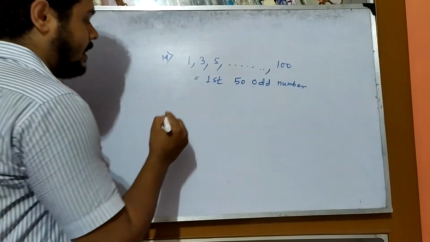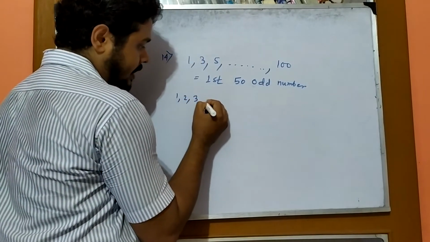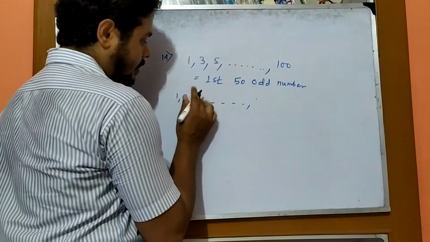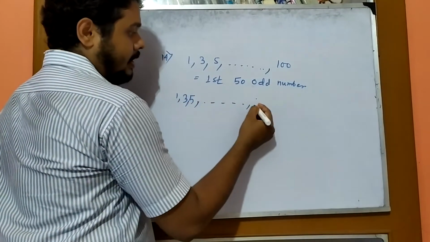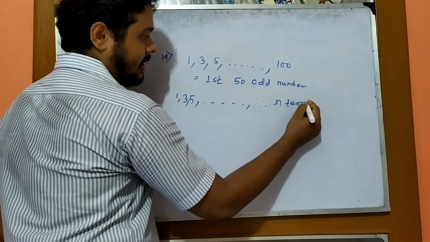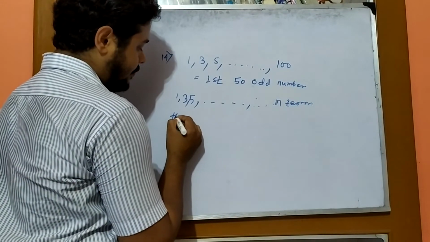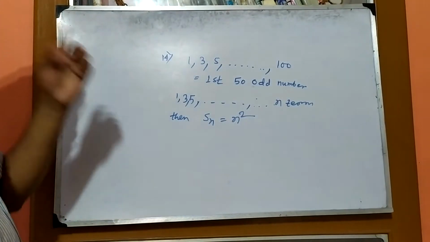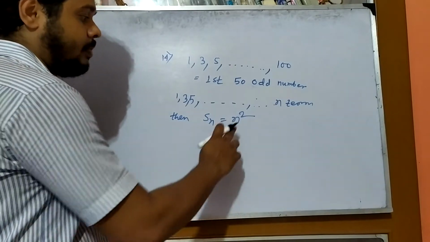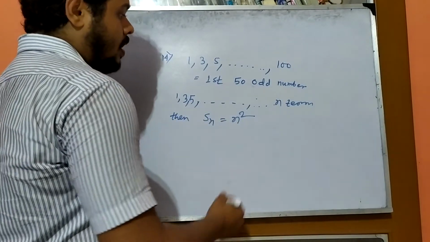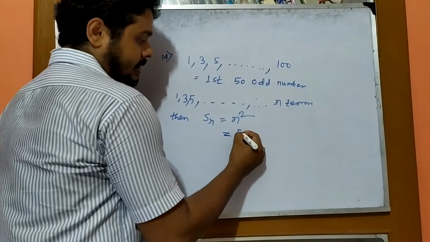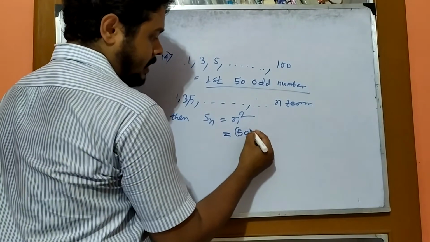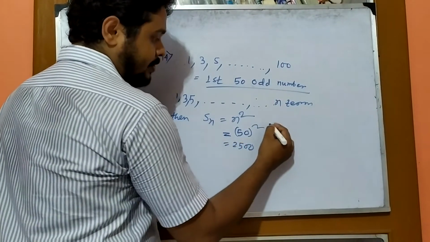And there is a formula. If 1, 3, 5, in this way total n terms are there, then Sn equals n square. The summation of the first n odd numbers is n square. So how many terms are there? 50, because from 1 to 100 there are 50 odd numbers. So 50 whole square, that comes to 2500.